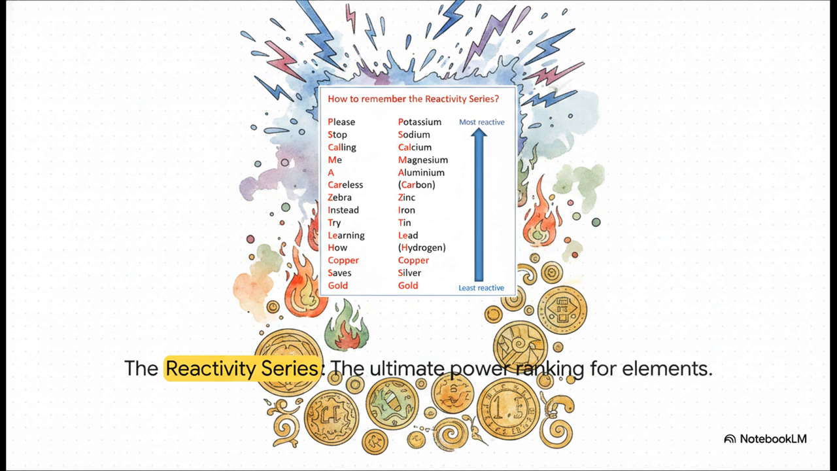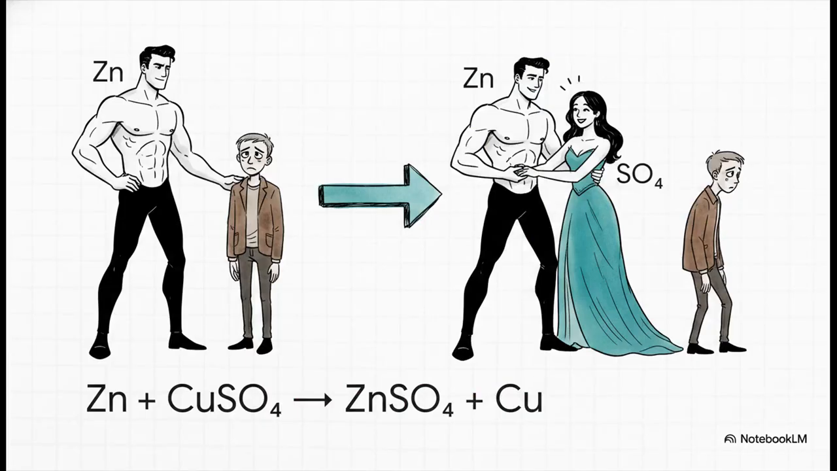And get this, there's an awesome little mnemonic to help remember the order. Please stop calling me a careless zebra. Instead, try learning how copper saves gold. How great is that? All right, let's see how this works in the real world.